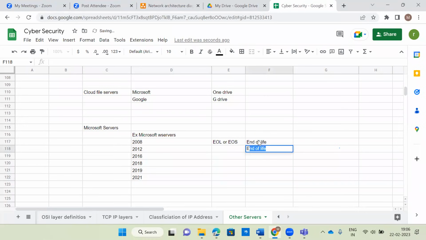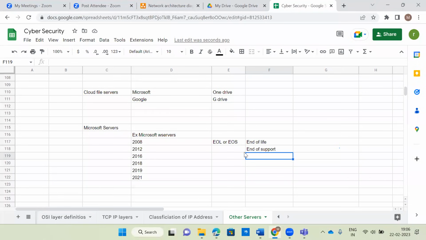And EOS full form is end of support. So end of life and end of support, that is nothing but a legacy server or old server. Microsoft, the vendor itself, is saying don't purchase this particular model number. It's already obsolete. Okay, we are not providing any patch updates to 2008.